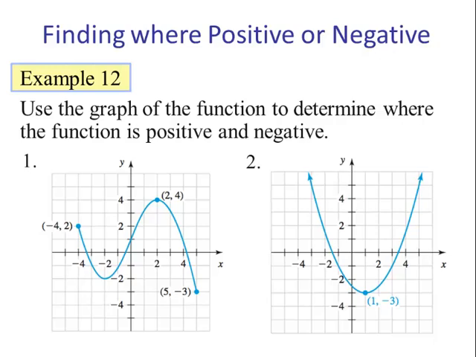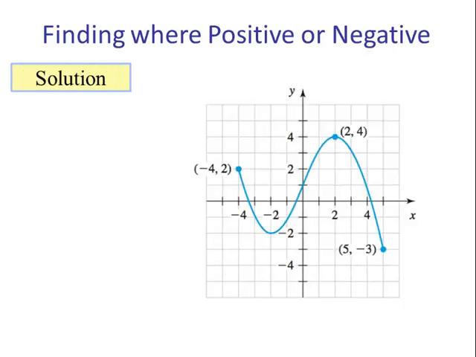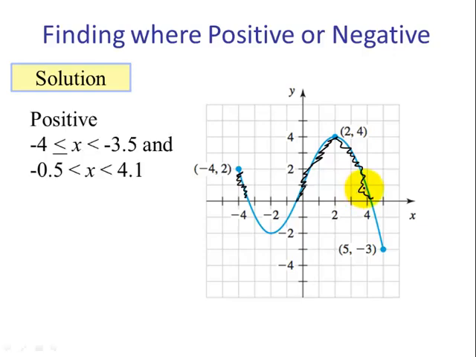Example 12. Use the graph of the function to determine where the function is positive and negative. So for number 1, we see the function is positive from here and here. So there's two regions. Those two regions are from -4 to -3.5 and from -0.5 to about 4.1.